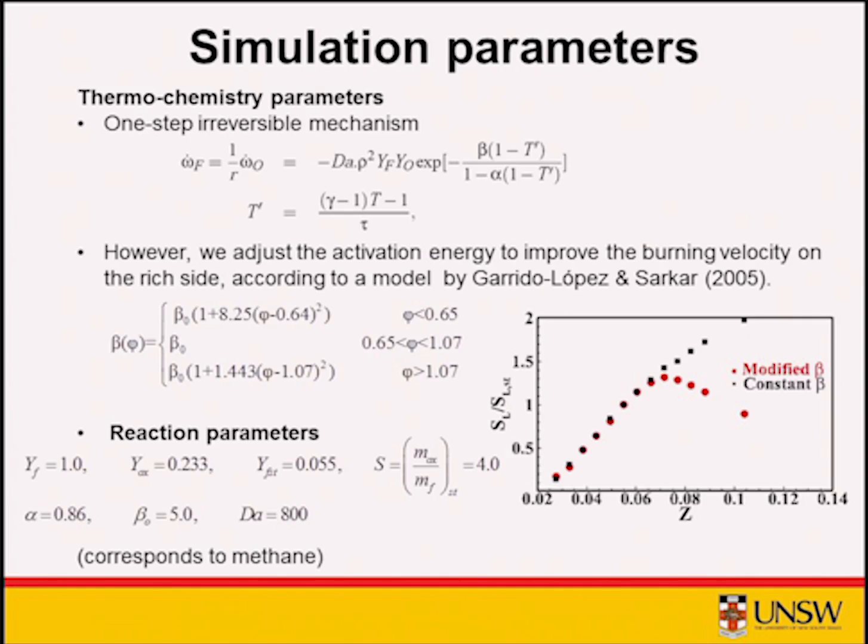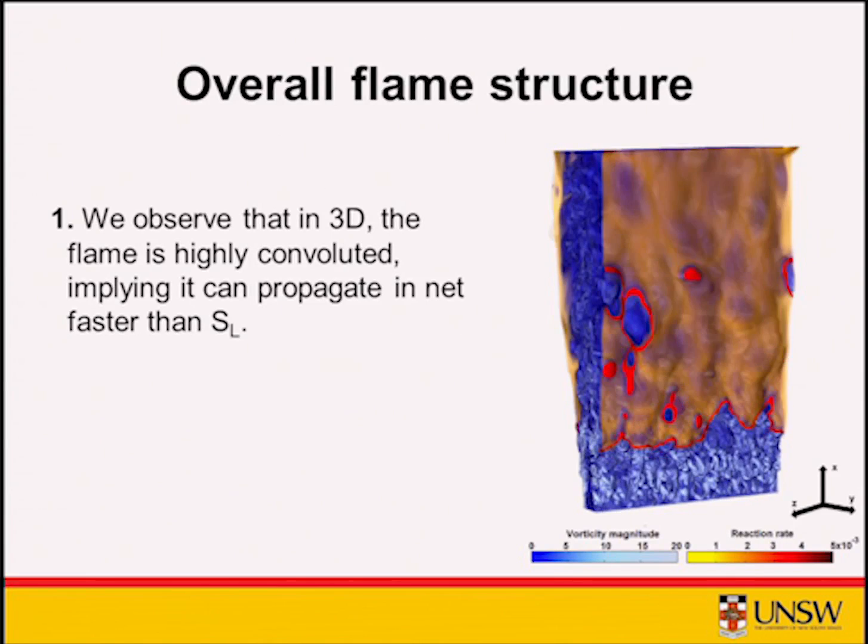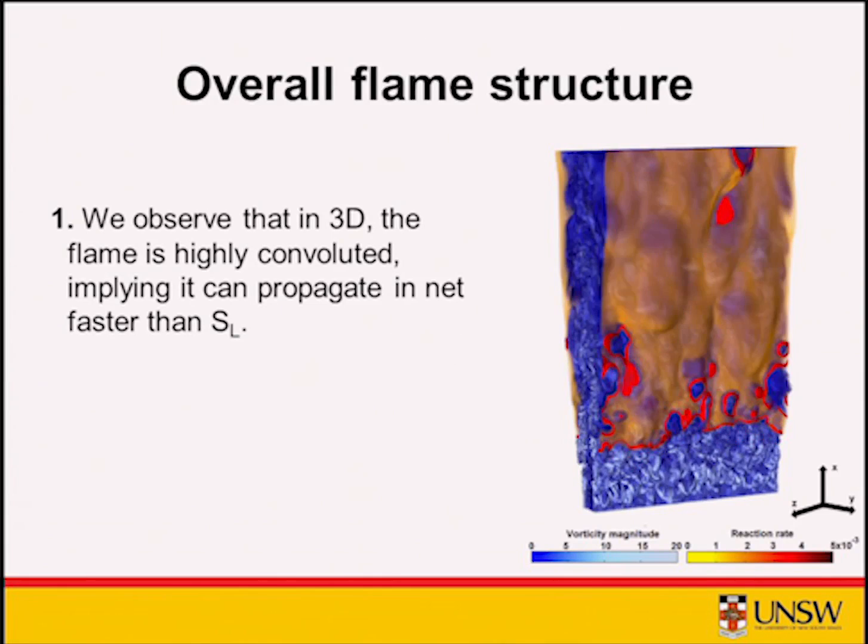We couldn't afford for this problem to do a detailed chemistry model, so we just did a one-step, but we did adjust it in an important way. We basically adjusted the activation energy of that one-step model so that we could get the correct dependence of the burning velocity on mixture fraction. Notably, if you do a normal one-step model without this adjustment, you massively over-predict the flame speeds on the rich side, but if you adjust it in this way, you can get this proper fall-off towards the rich conditions and the rich flammability limit.